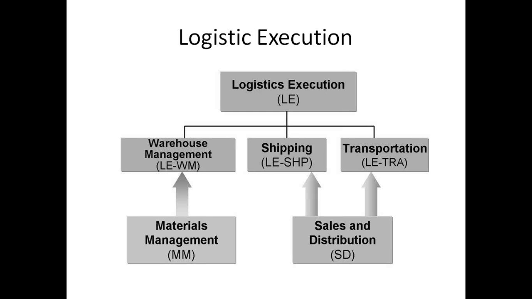Yeah, please, thank you. So these shipping and transportation are mainly controlled under sales and distribution. But now we are here to discuss warehouse management. This warehouse management mainly deals with material management, and the complete scope will be handled by the material management team only. So this is how I have shown the main activities of logistics execution: warehouse, shipping and transportation. Both shipping and transportation come under sales and distribution, and warehouse management comes under material management.